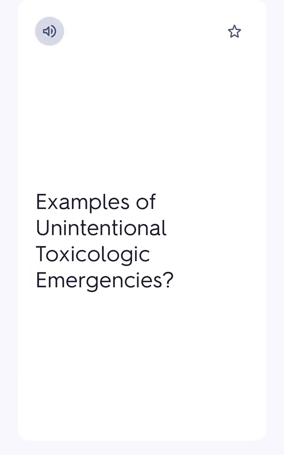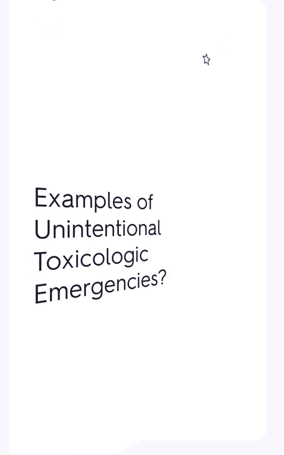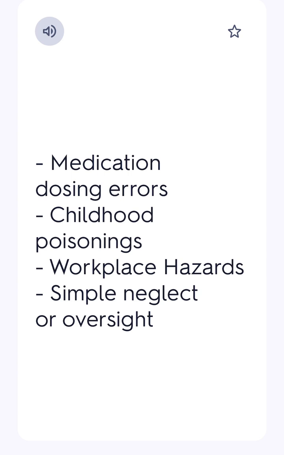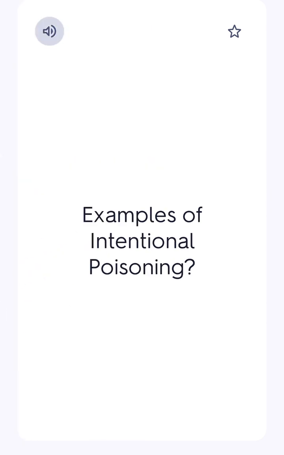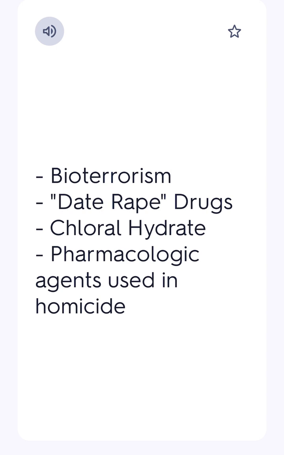Examples of unintentional toxicologic emergencies? Medication dosing errors, childhood poisonings, workplace hazards, simple neglect or oversight. Examples of intentional poisoning? Bioterrorism, date rape drugs, chloral hydrate, pharmacologic agents used in homicide.